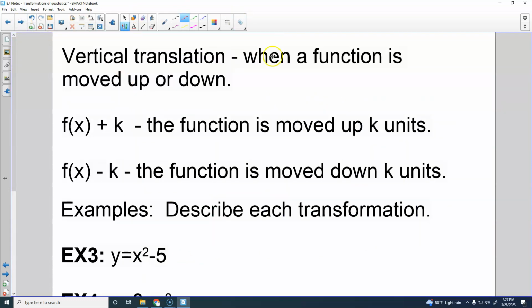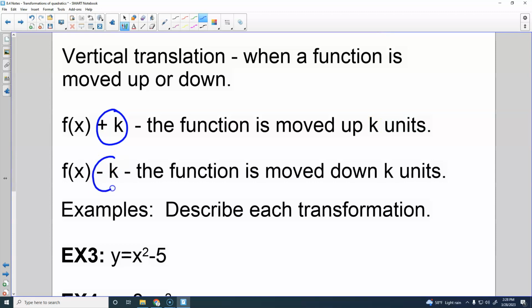Okay. So what we just observed was a vertical translation, when a function is moved up or down. And for a function to be moved up or down, if we put a plus a number, k, right here, could be like 7 or 10, negative or positive, we could add anything to this at the end. It would move the function up that many units. So if we put a plus 10 on the end of something, it moves that graph up 10.